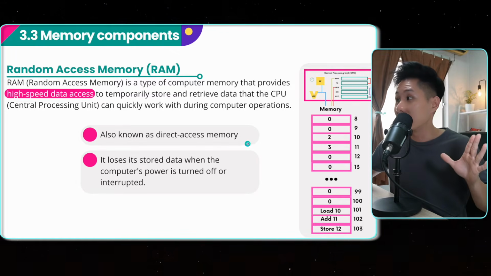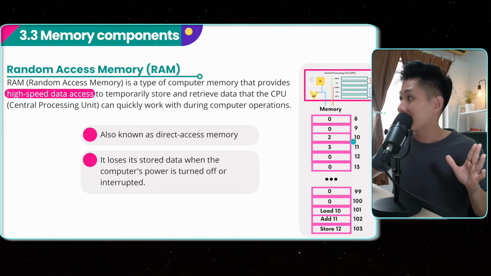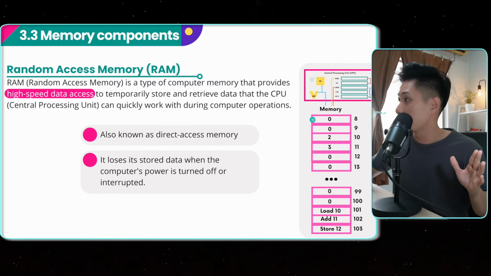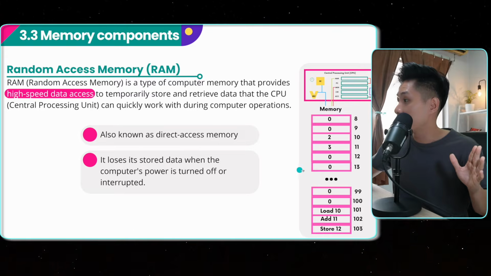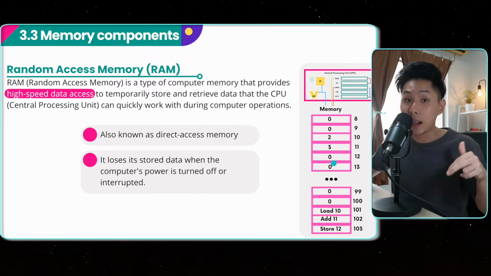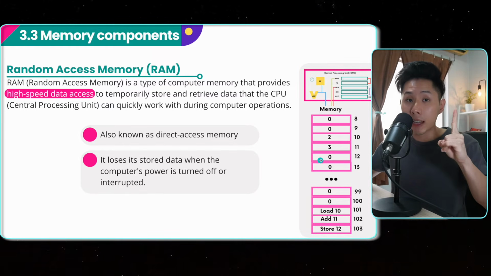Of course, it's also known as direct access memory, which means that when the CPU wants to get data from the memory, it doesn't have to go through from 1, 2, 3, 4. It can directly access a particular piece of data in the memory. So that's the first characteristic.